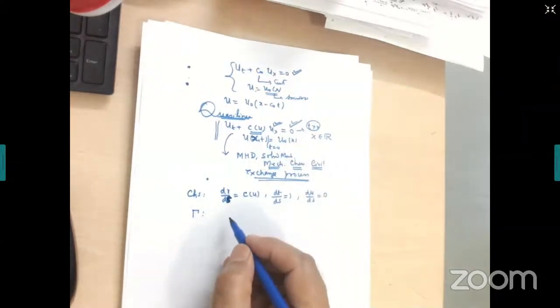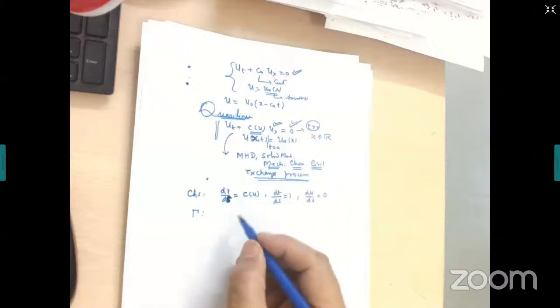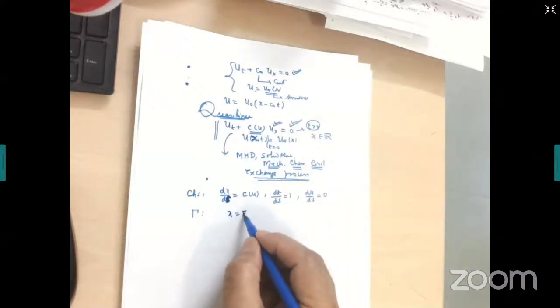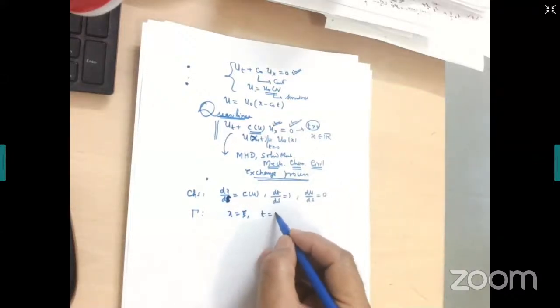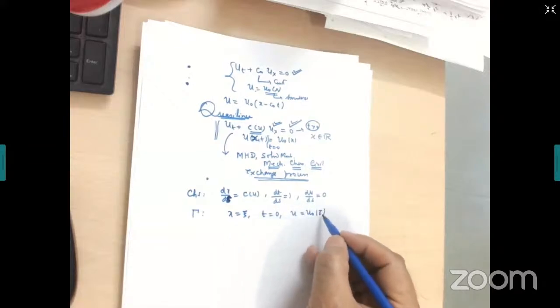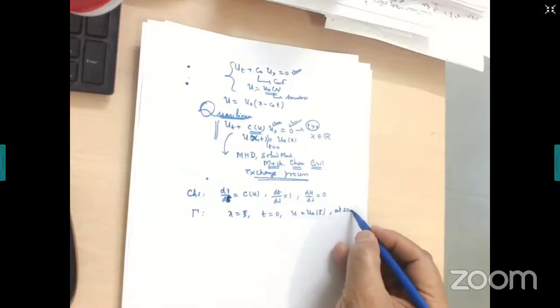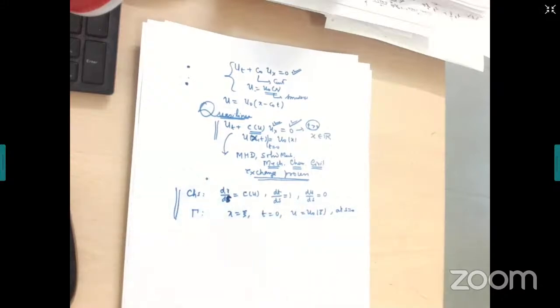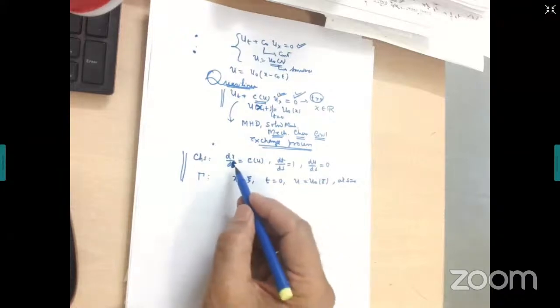At t equal to 0, u is equal to u naught. So x is equal to xi, t is equal to 0, and u is equal to u naught of xi. These are the conditions at s equal to 0. So we have to solve this system. How to solve this system?